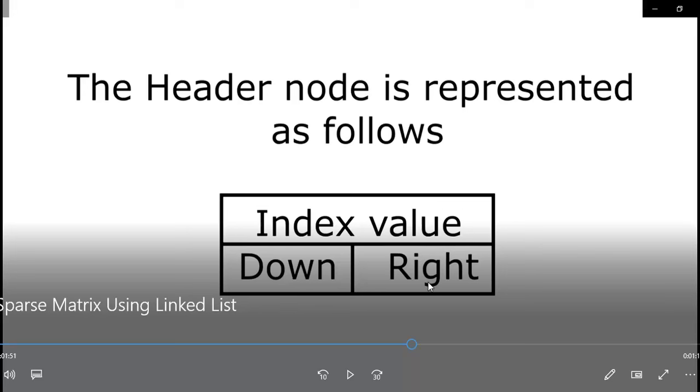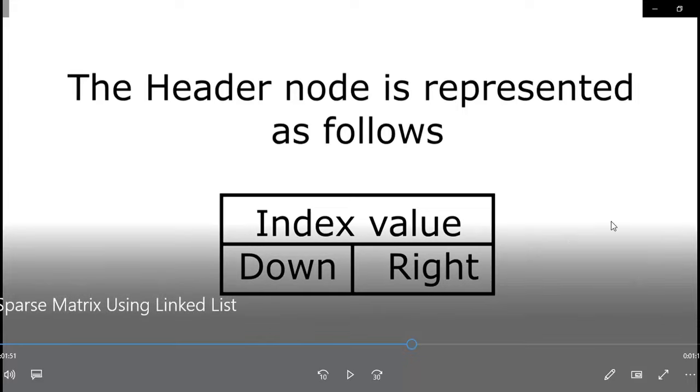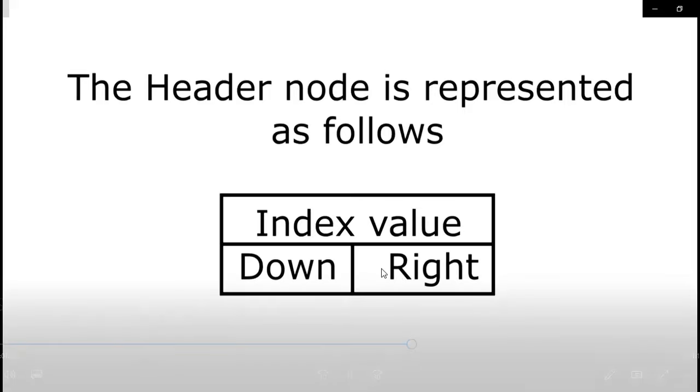Right is going to also point to the right column or the next element. What exactly, you will come to know, but remember that this is the format of the header node. It will have an index, and it will have this down and right pointer. Next is the element node.